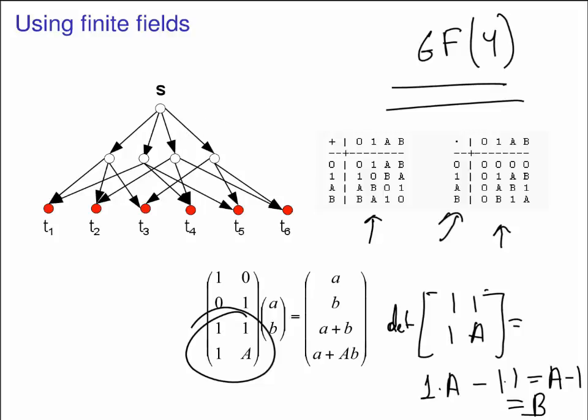It is important to emphasize that the size of the field doesn't affect the throughput of this network. So suppose that each link can transmit 1 bit per time unit.